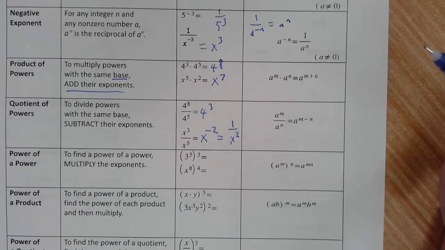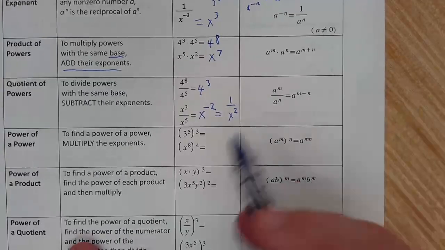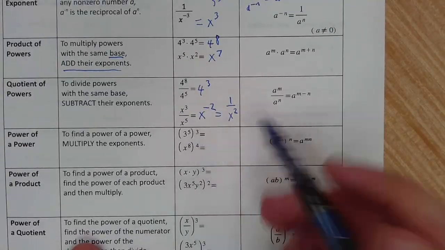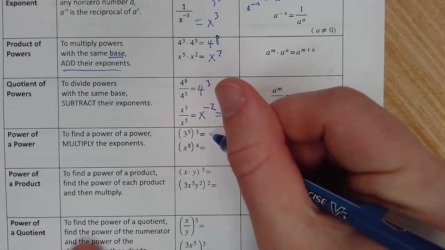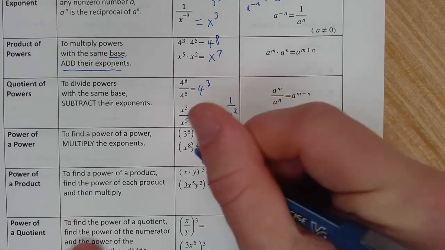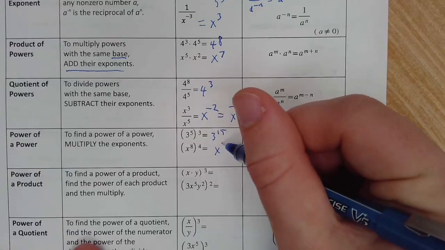Okay, when we've got a power to a power, we multiply the exponents. So here, 3 times 5, that's 15. So 3 to the 15, 8 times 4, that's 32. x to the 32.